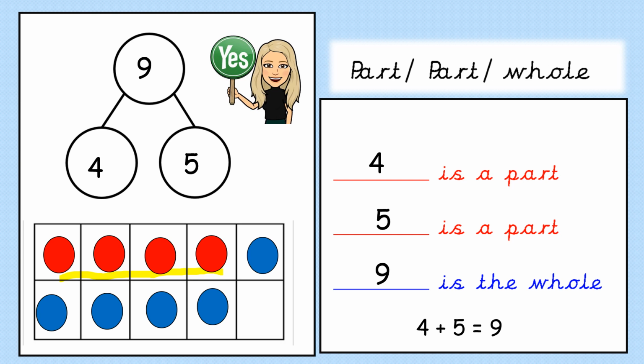So there's 4 red and how many blue? 5, good subitizing. Could you see 4 down the bottom and 1 here? So we've got 4 is a part, 5 is a part, and the whole is 9. 4 plus 5 is equal to 9.